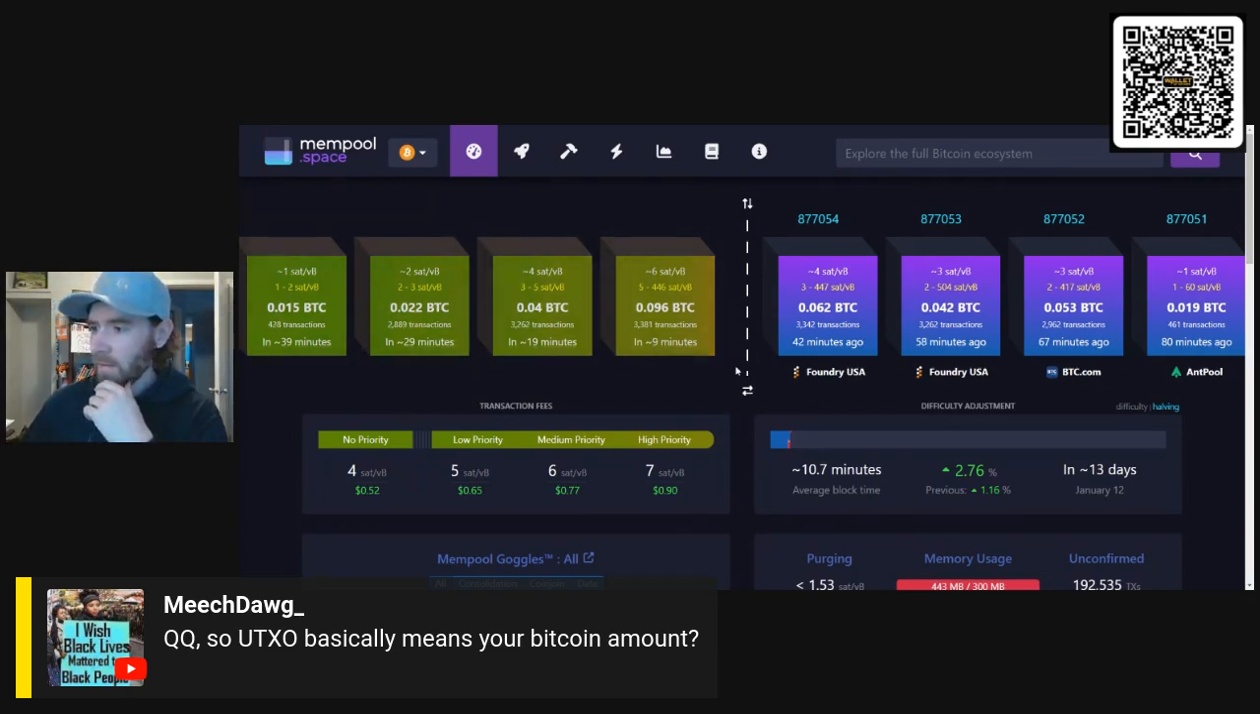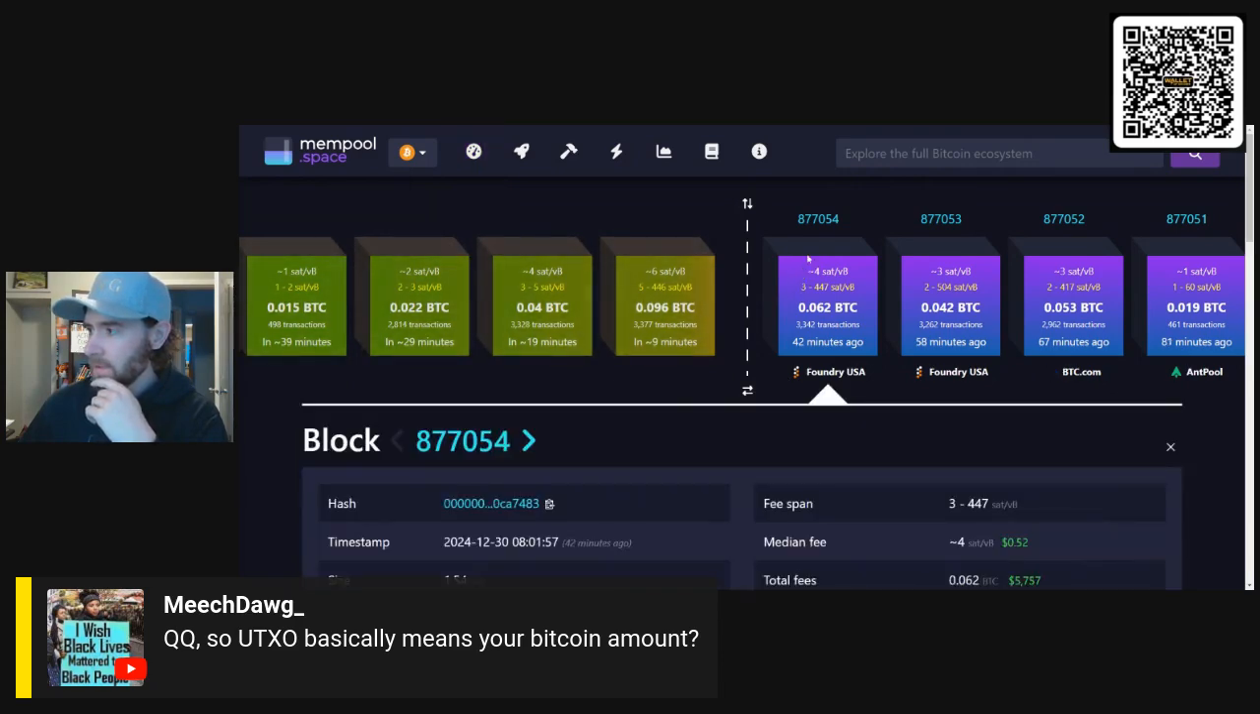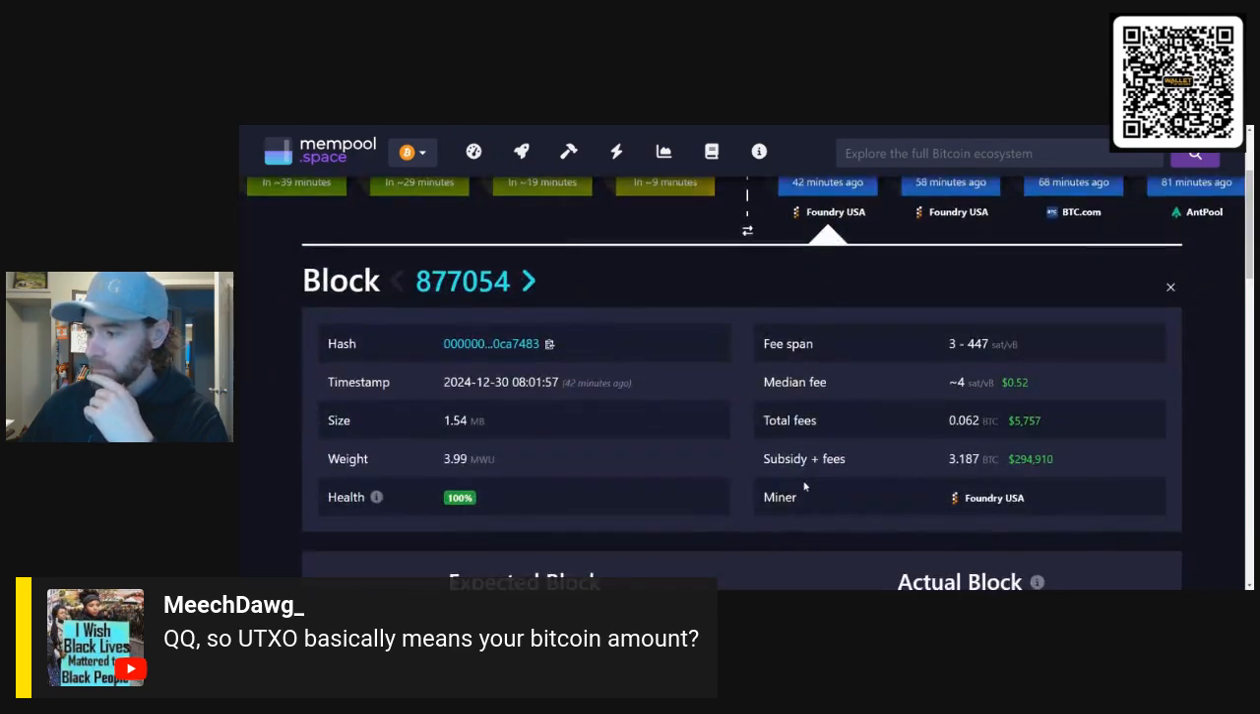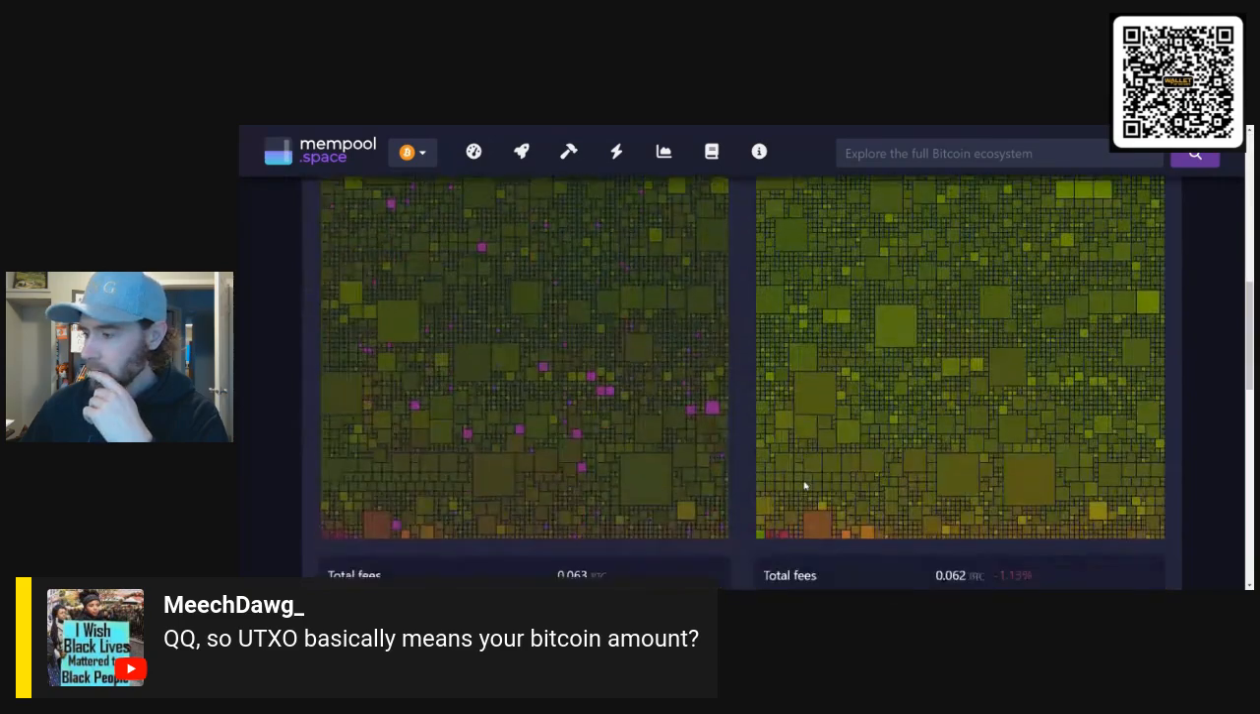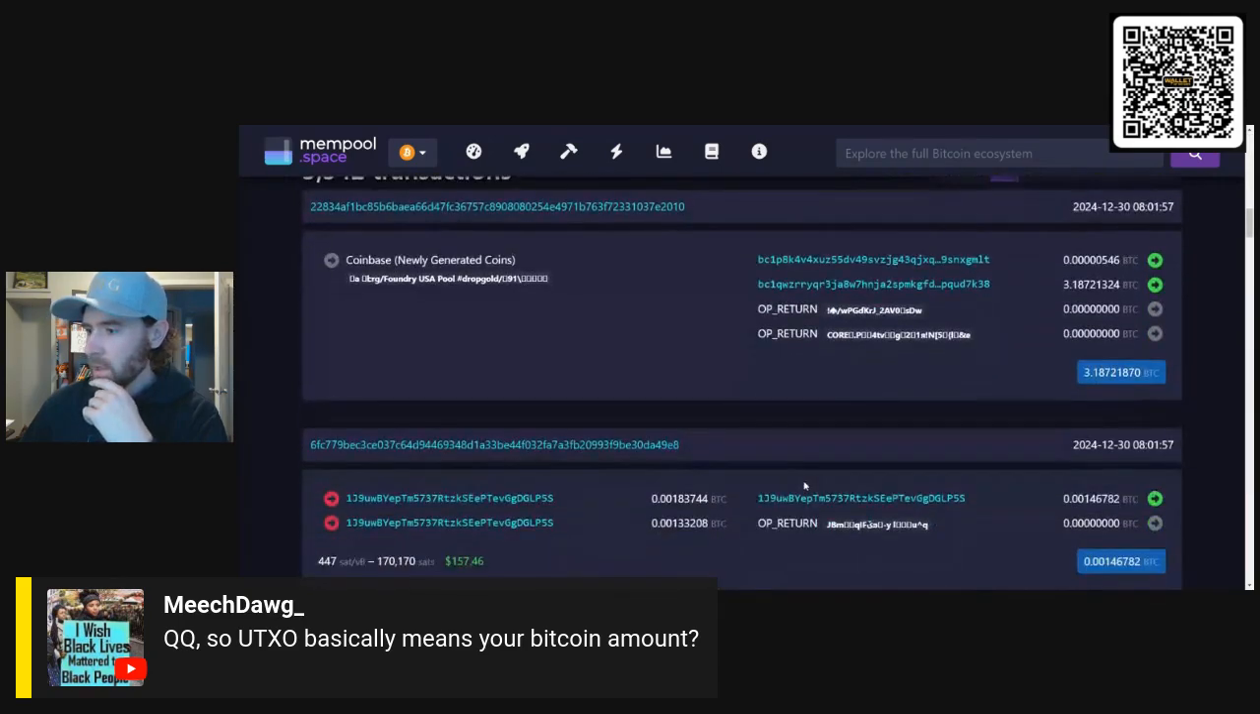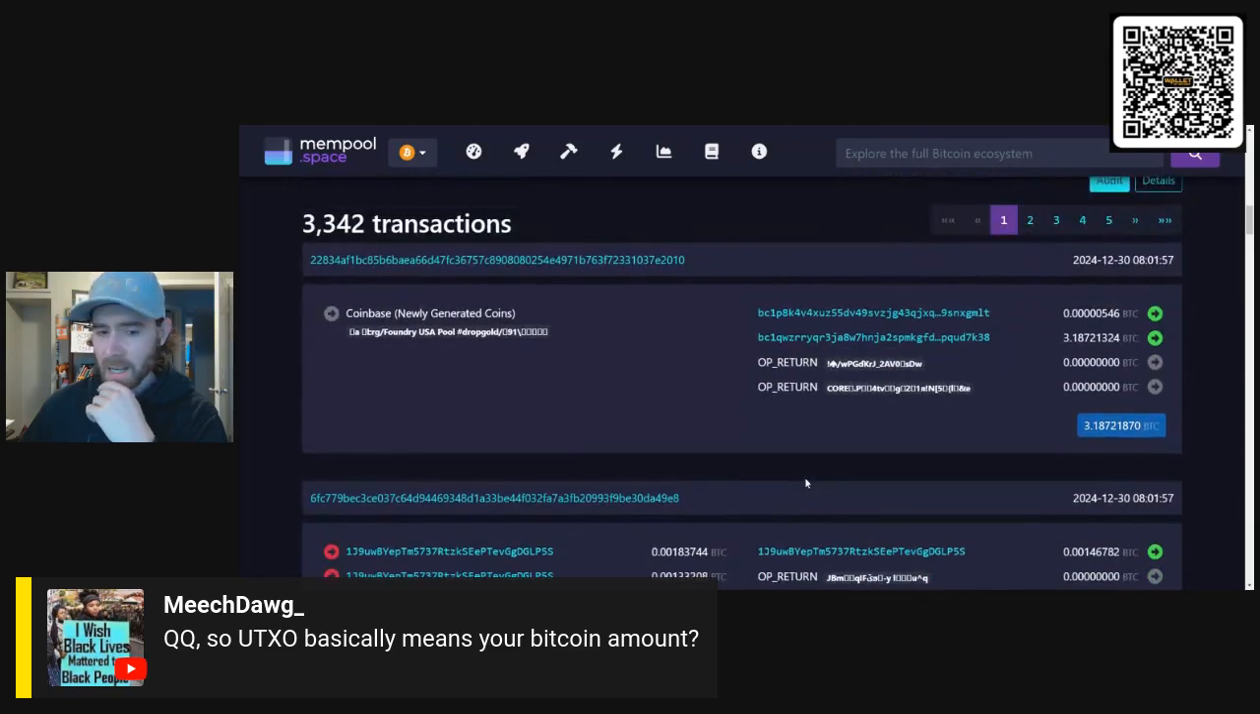And you want to have higher bills. You want to be carrying around less weight. But if you think about Bitcoin, every single one of these blocks here, let's look at 877,054. This was the last block that was mined. All these blocks are just transactions. That's what a block is. It's just a bunch of transactions. It's a bunch of data.